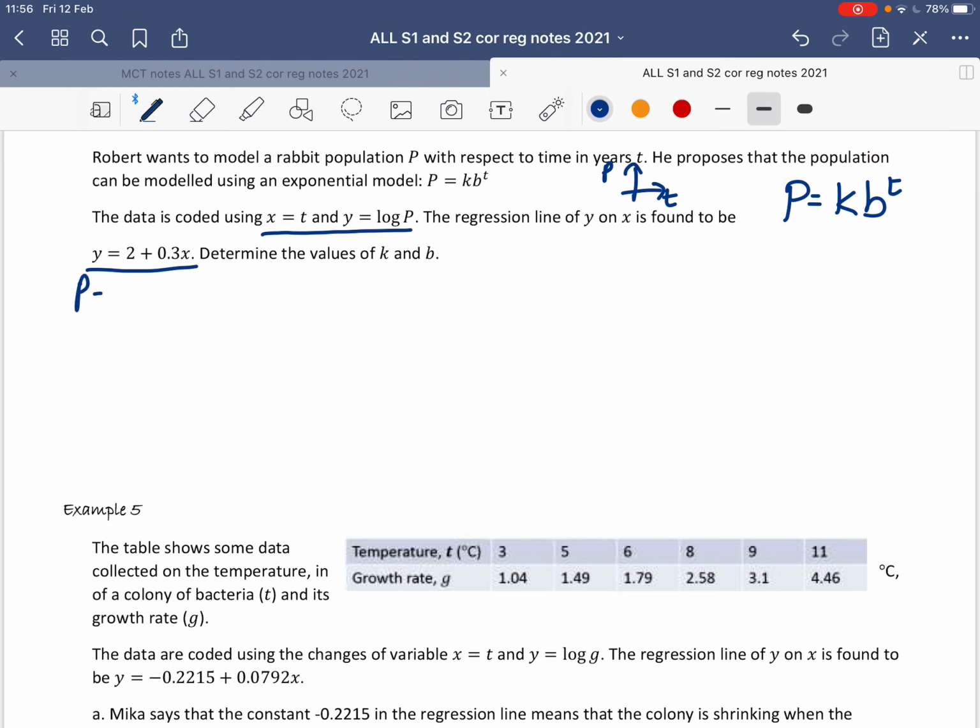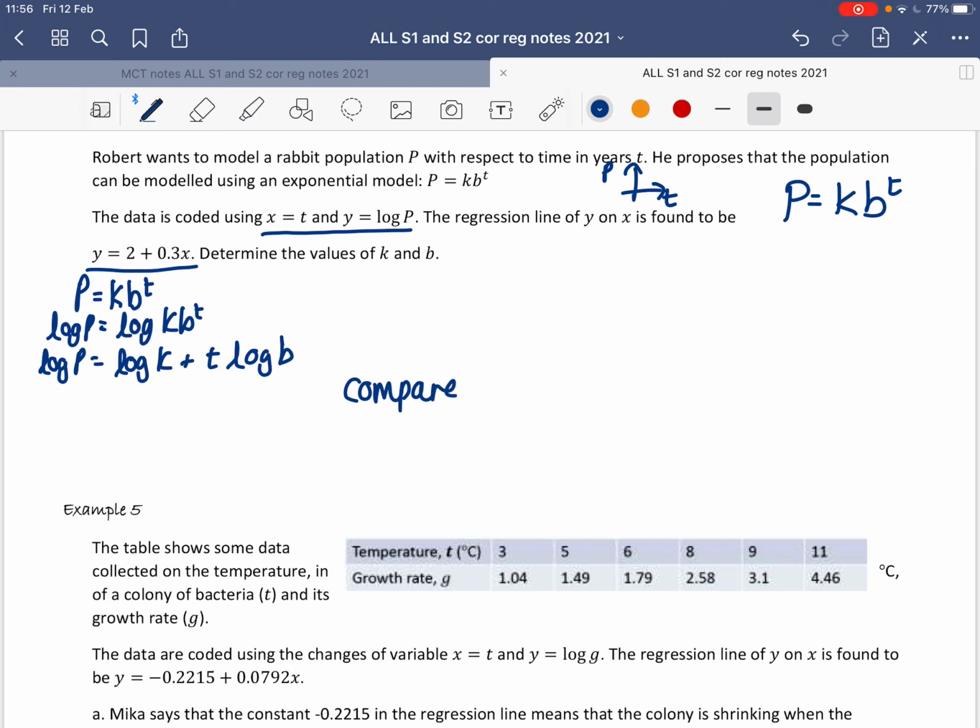Right, this is always where I start. Take that and make it into a straight line. Okay, so log p equals log k b to the t. Log p equals log k plus t log b. Again, I've just done those two bits together, all right?